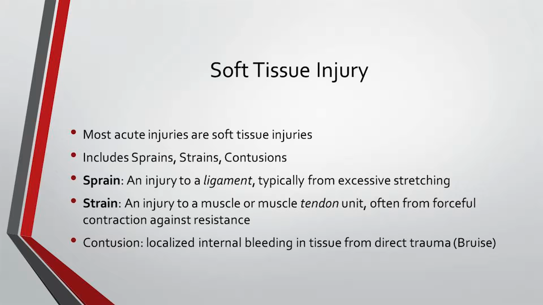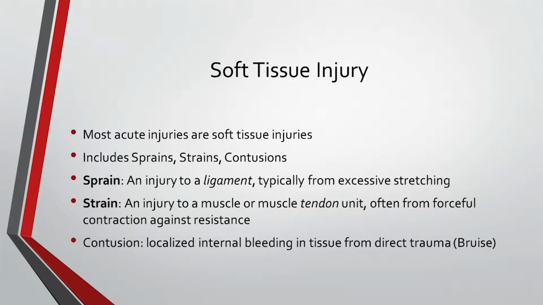So a sprain is an injury to a ligament. Now a ligament is soft tissue that connects bone to bone, typically injured from excessive stretching. The most common example of this is if you sprain your ankle or roll your ankle, you have ligaments that connect bones in the ankle, and that's typically what is injured.